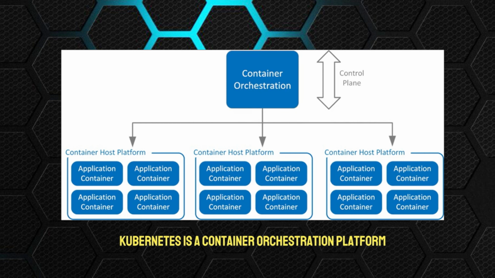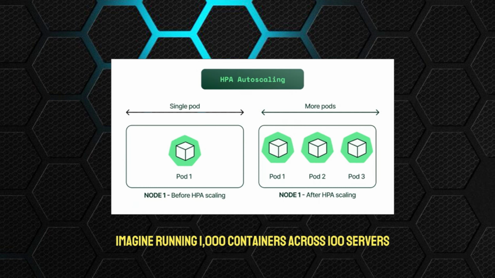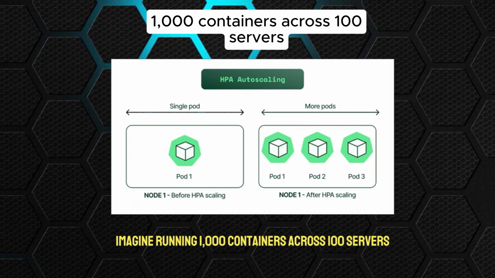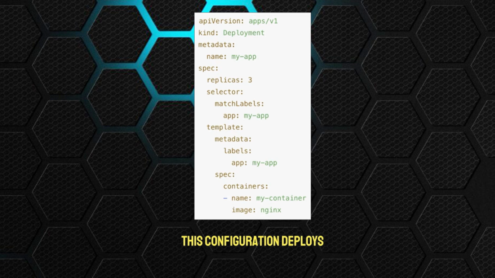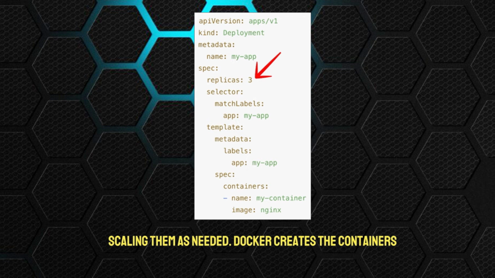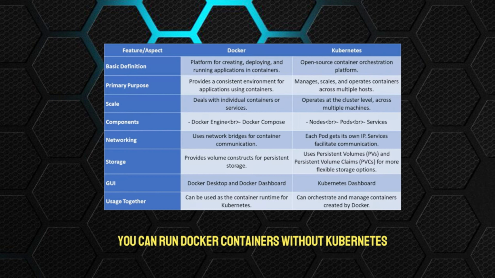Kubernetes is a container orchestration platform. Once you have containers, Kubernetes manages them across multiple machines. It handles scaling, load balancing, and self-healing. Imagine running 1,000 containers across 100 servers. Kubernetes makes that possible. This configuration deploys 3 replicas of a containerized app and ensures Kubernetes keeps them running, scaling them as needed. Docker creates the containers. Kubernetes manages and orchestrates them. You can run Docker containers without Kubernetes, but for large-scale distributed systems, Kubernetes is essential.